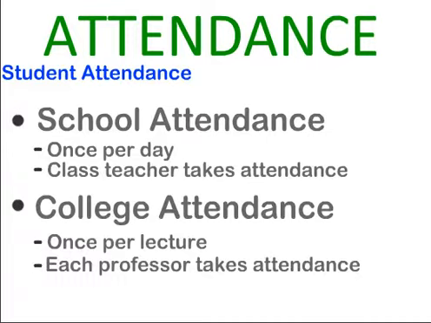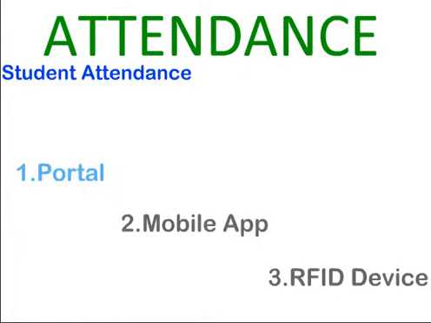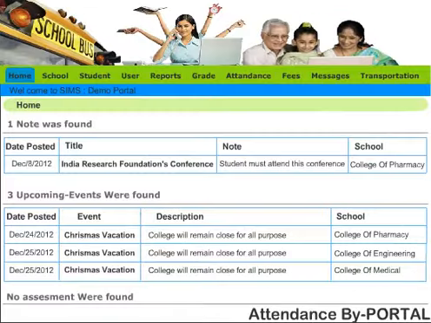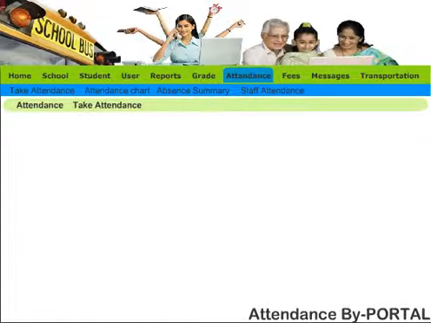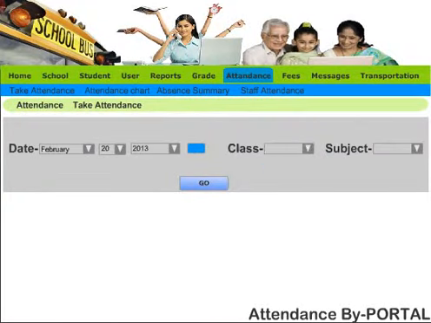In general, student attendance can be captured using any of these three methods, that is, portal, mobile apps, and RFID. Marking attendance using portal is very simple. The teacher has to select the date, class, and subject details.